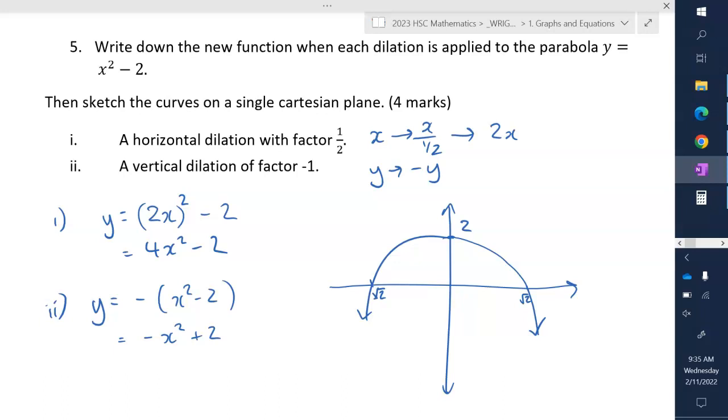Our second parabola was a happy parabola. It was a positive parabola, and it's going to go through minus 2. It's a little bit skinnier because it's got 4 out the front. It's going to look like this, and it's gone through minus a half and a half. And that's all you need to do for that one. Okay, let's go to the next one.